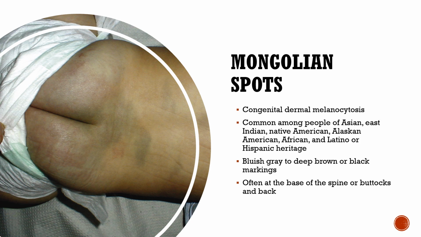Deeper melanocytes appear bluish, whereas superficial ones appear deep brown, and it is often mistaken for signs of child abuse. It does tend to fade with age, typically disappearing by age 5.